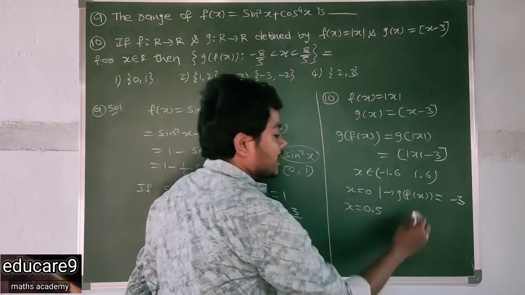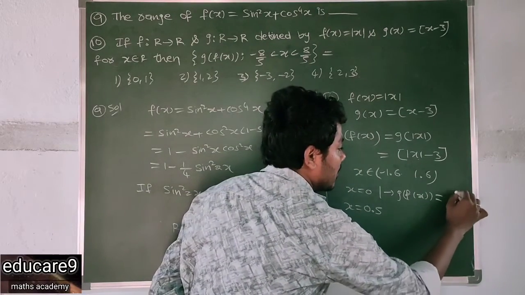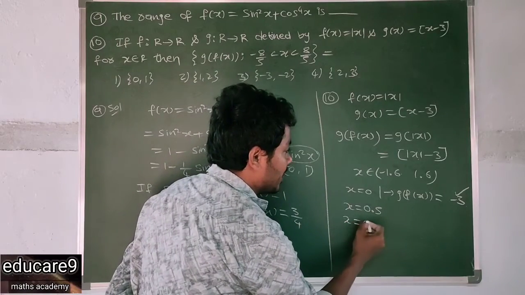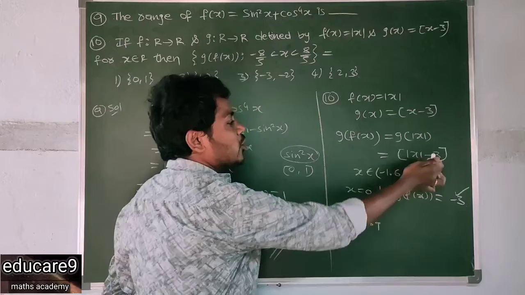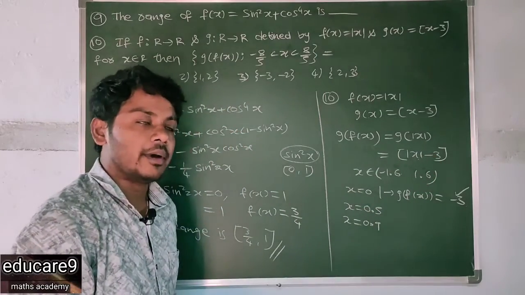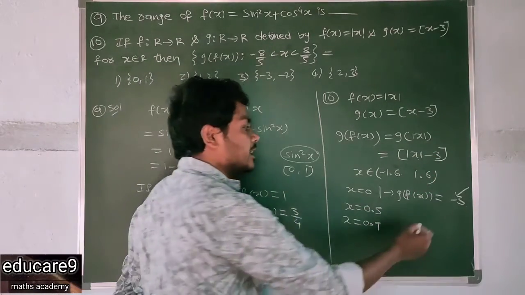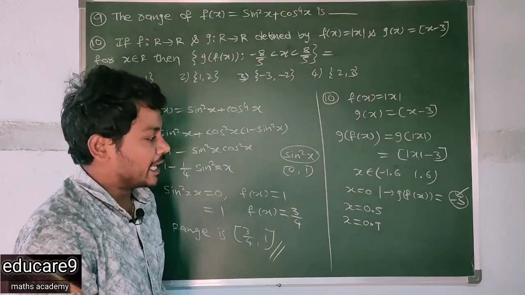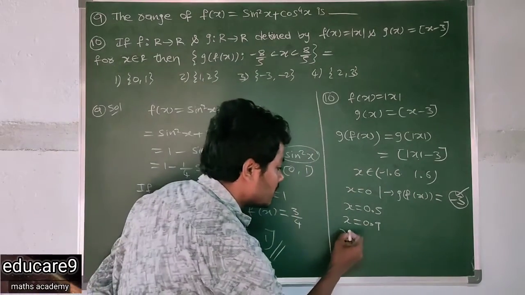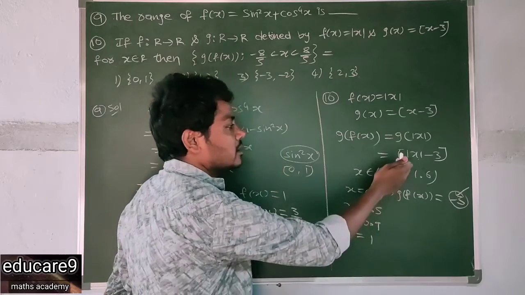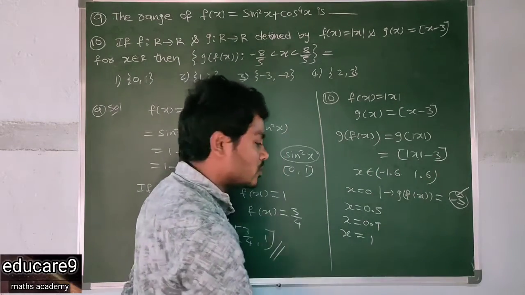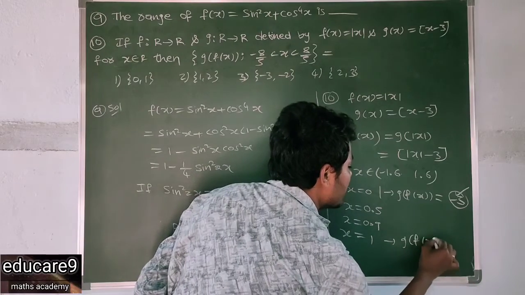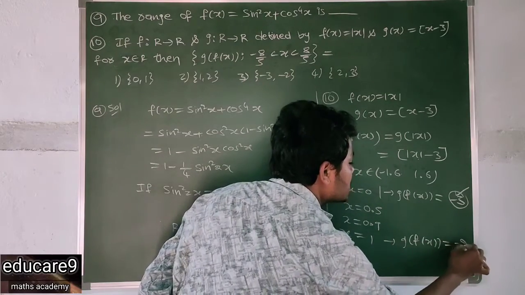Now step of minus 2.5 is minus 3. For example, x is equal to 0.9. 0.9 minus 3 is minus 2.1. So in that case also you get minus 3. If you put x is equal to 1, what do you get? 1 minus 3 is minus 2. So in this case, g of f of x value is minus 2.